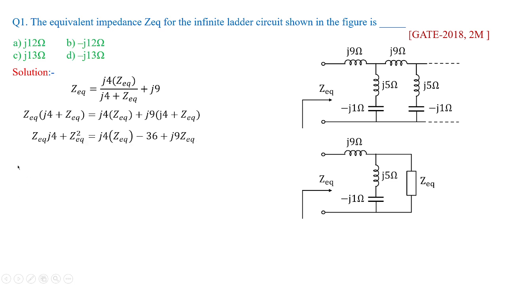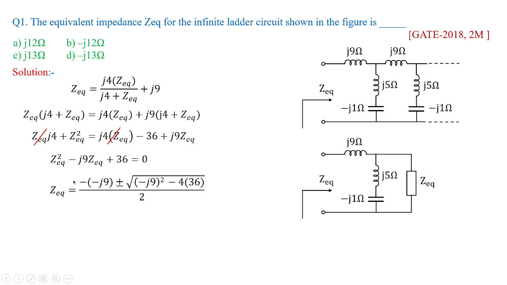After multiplication, we are going to see that Z equivalent J4 and Z equivalent J4, it is getting repeated. So this cancels out, and 9J multiplied with 4J will give you the value minus 36, and 9J Z equivalent is kept as it is. Now let us frame this equation into this form, that is Z equivalent square minus 9J Z equivalent plus 36 is equal to 0.